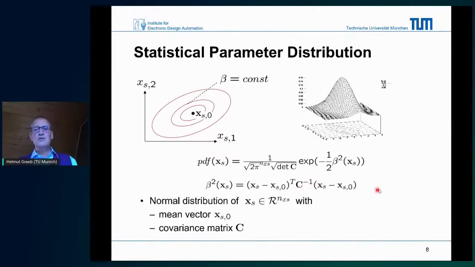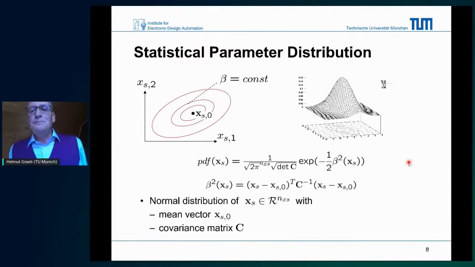Now, these quadratic forms are nice for optimization. Quadratic is something that optimization can deal with, and that is why we assume this kind of distribution, and it is determined by the mean vector, the mean value, and the covariance matrix. The covariance matrix includes the standard deviations of all the individual parameters plus their correlation. The correlation actually causes that inclination of the ellipses here. If there is no correlation, the half axes are just along the coordinate axes. But it looks like this in general.